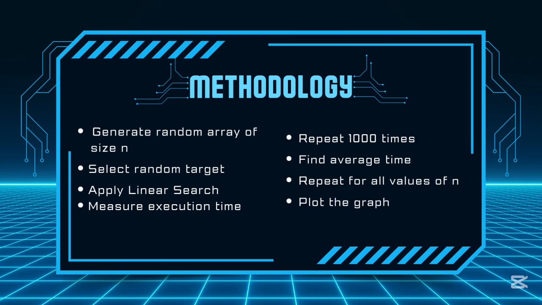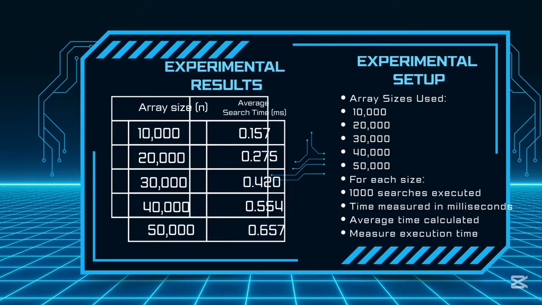The next slide explains our experimental methodology. Our methodology involved several careful steps. We first generated a random array of size n and selected a random target. We applied linear search and measured the execution time. Critically, we repeated this process 1000 times to ensure we found a stable and reliable average time. We then repeated this entire process for all tested values of n to generate data for our final plot.